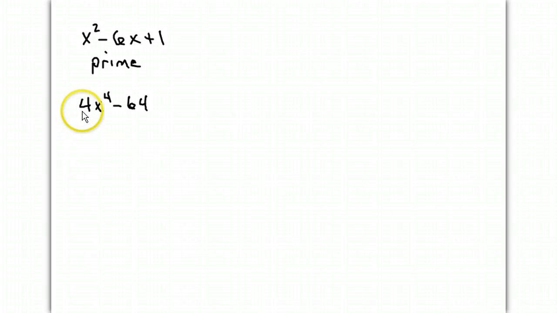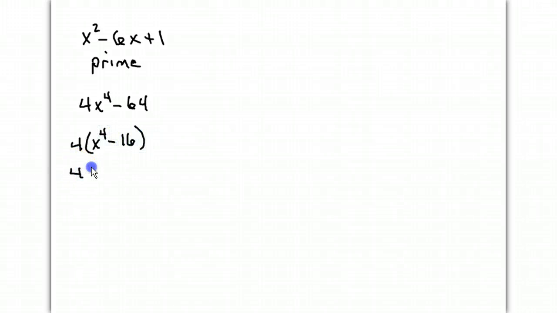My question to ask myself is: what times 4 will give me 64? So when I pull out a 4, I'm left with x to the fourth minus 16. Well, this can be written as x to the fourth minus 4 squared. And so that almost looks like a perfect difference of squares, but the way you can write it is x to the second, raised to the second again, minus 4 squared.